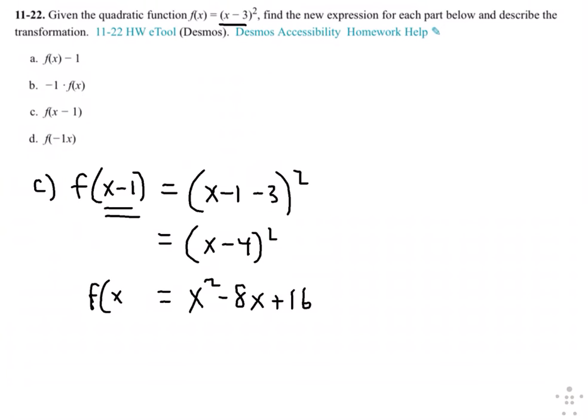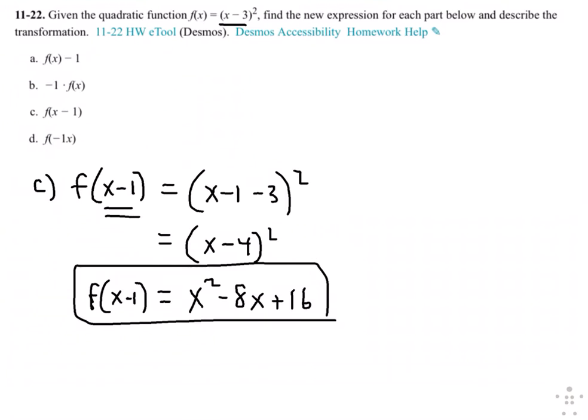That's f of x minus 1. And for this one, for C, when we subtract 1 inside the parentheses like that, it's going to shift it to the right 1 unit. It's going to shift it to the right 1 unit.